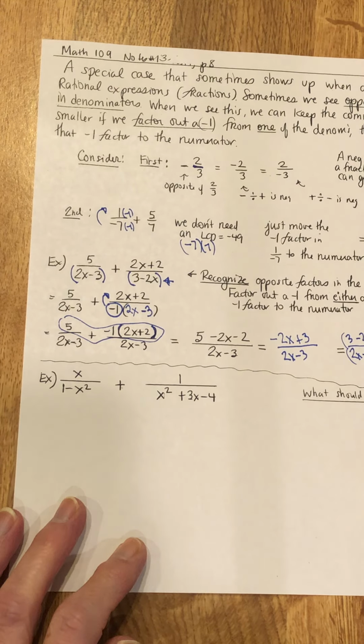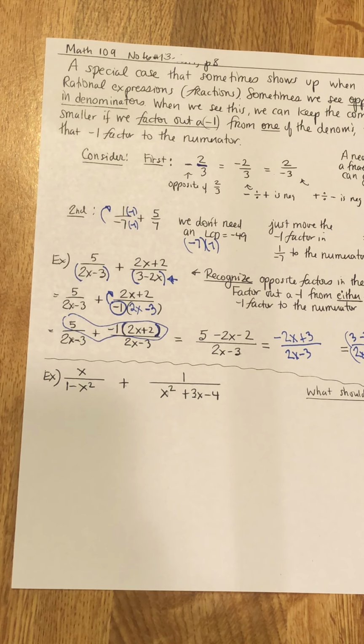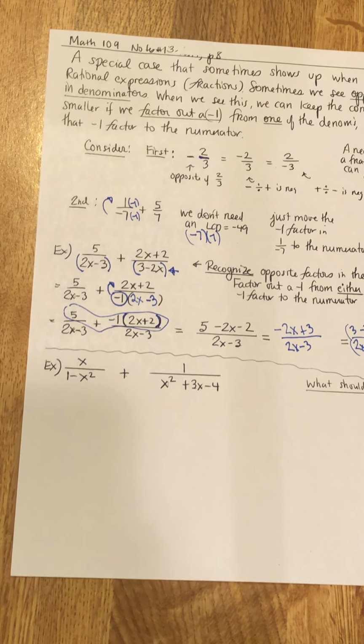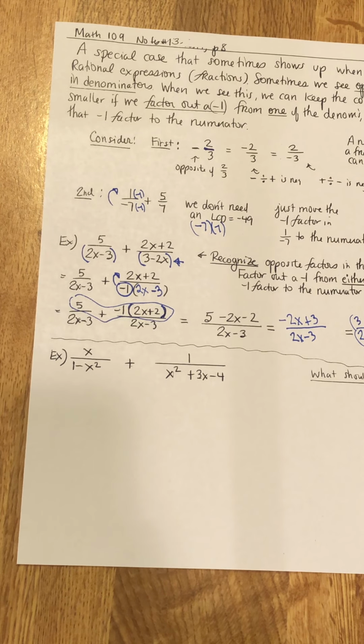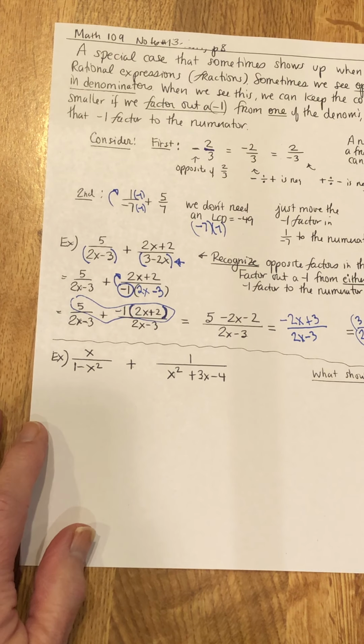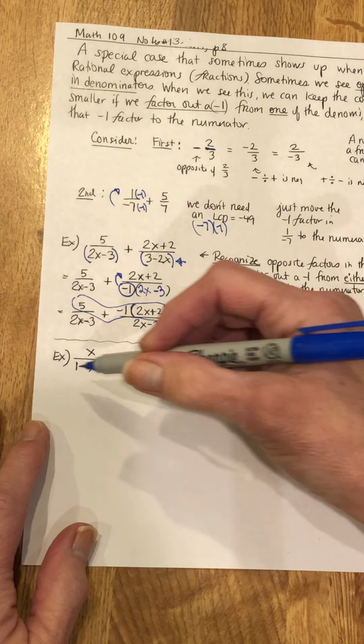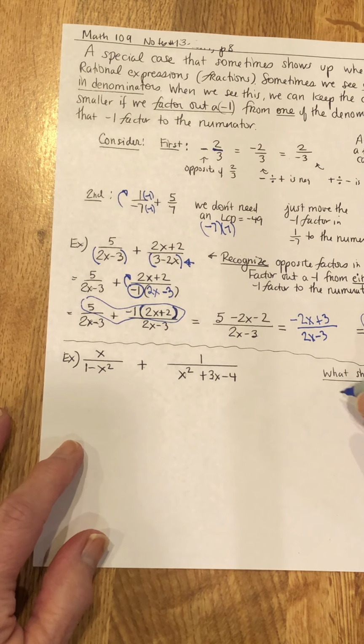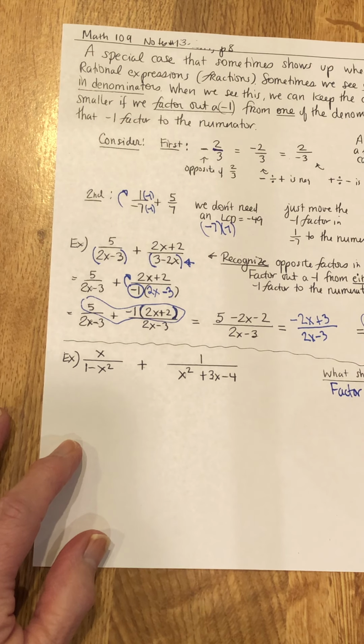These two are equivalent. So let's try this with a slightly larger problem. Here, I want to add these. I build the LCD from prime factors of the denominators, and these denominators don't look prime. I need to factor the denominators. That's what I'm going to do first.